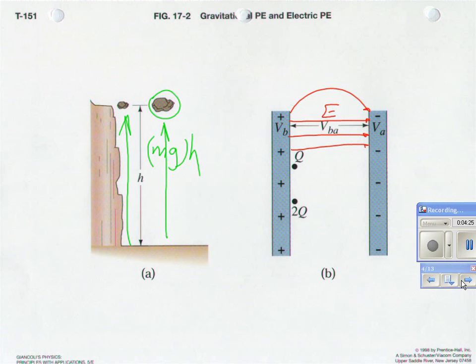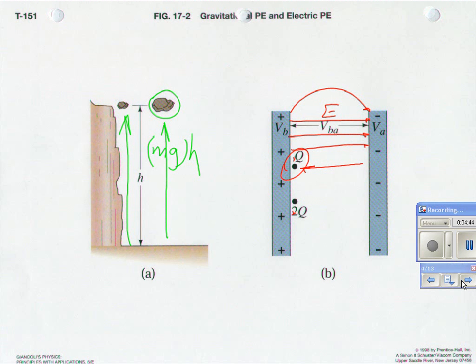Notice that in order, let's call these positive charges, positive Q and positive 2Q. It took some work to move it this way. There had to be a force applied to move it that way because the field is pushing it the other way, right? Just like lifting a rock. So now this thing has some potential energy, electric potential energy.